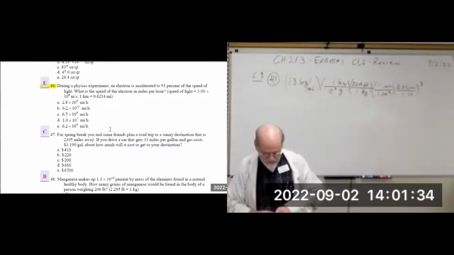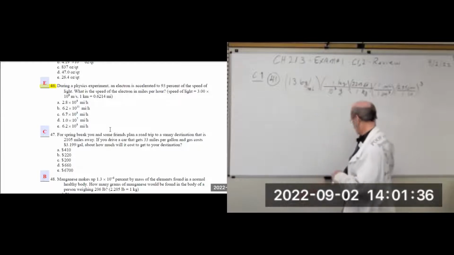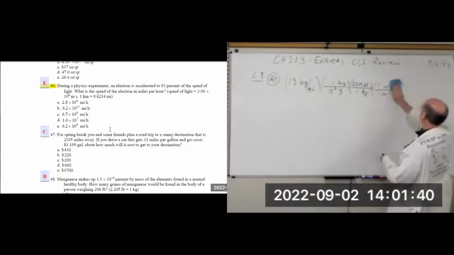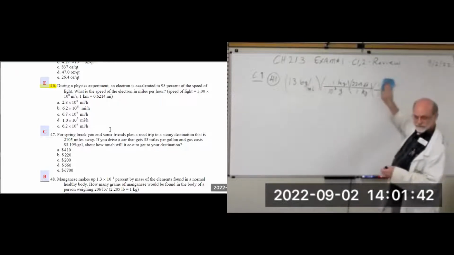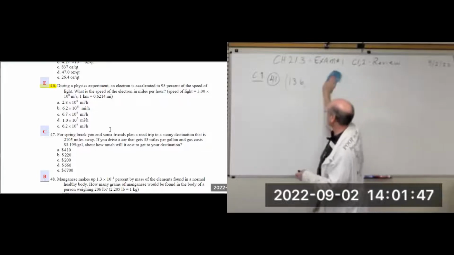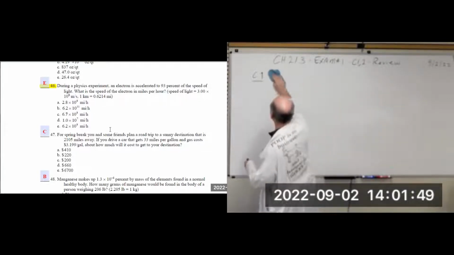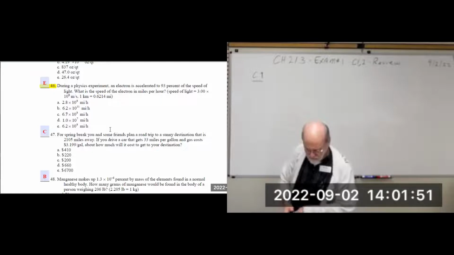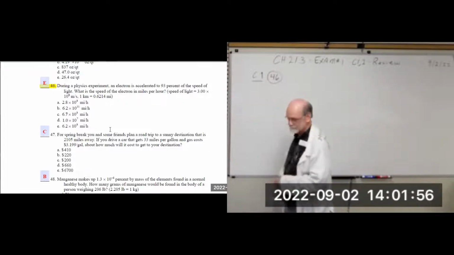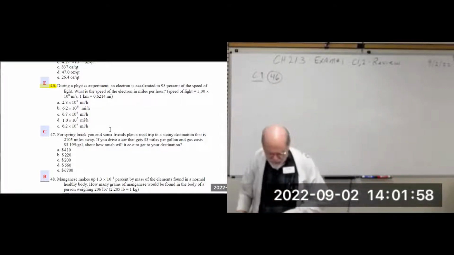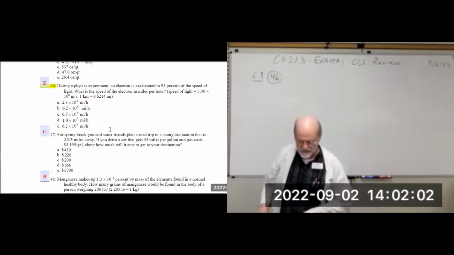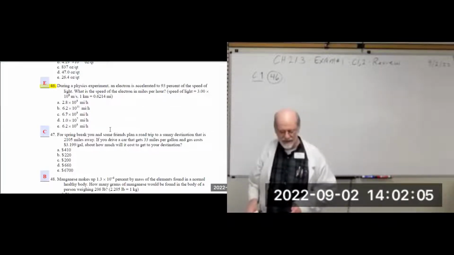Let's see, what do we have here? Ooh, a physics experiment. Physics, 46. During the physics experiment, an electron is accelerated to 93% of the speed of light. What's the speed of the electron in miles per hour?